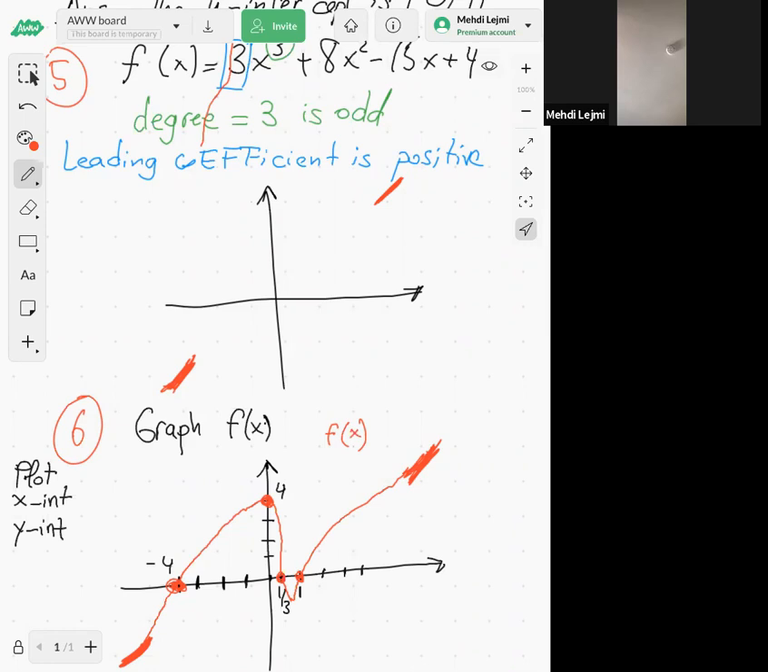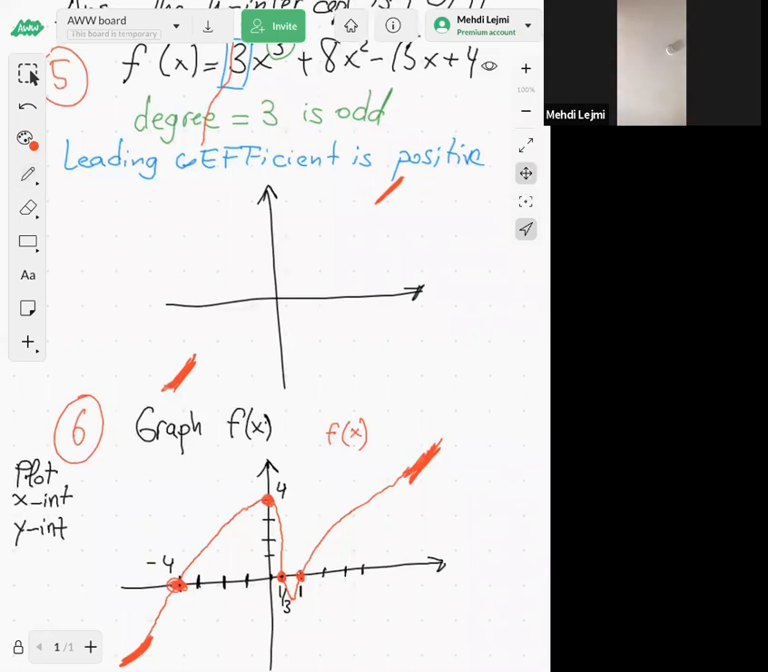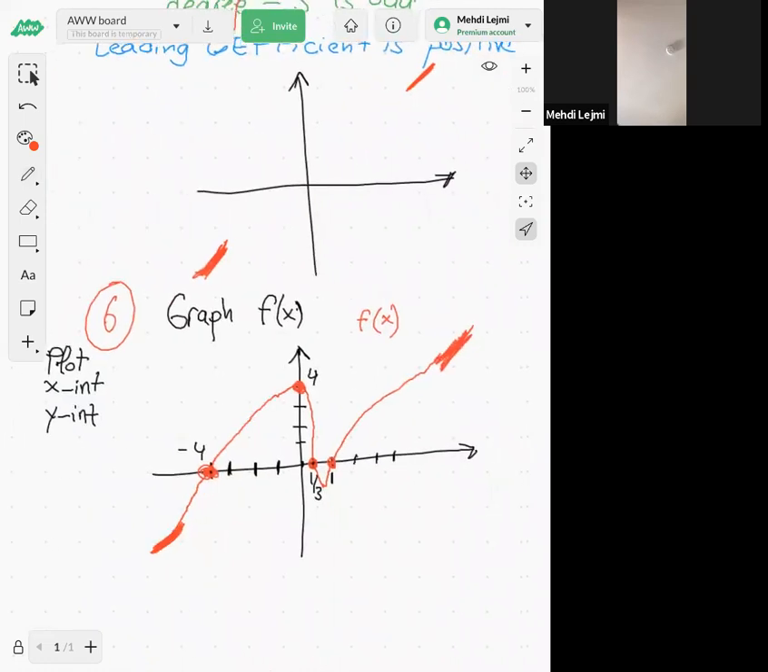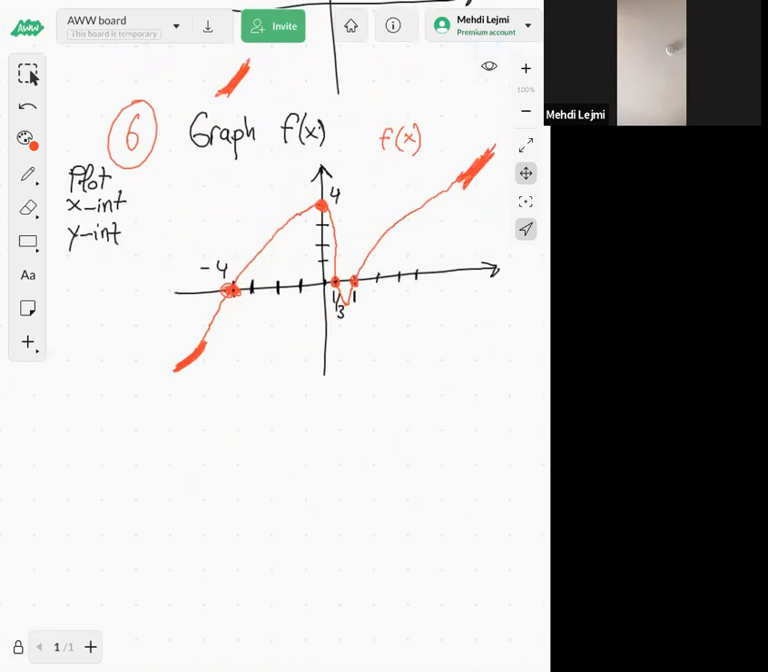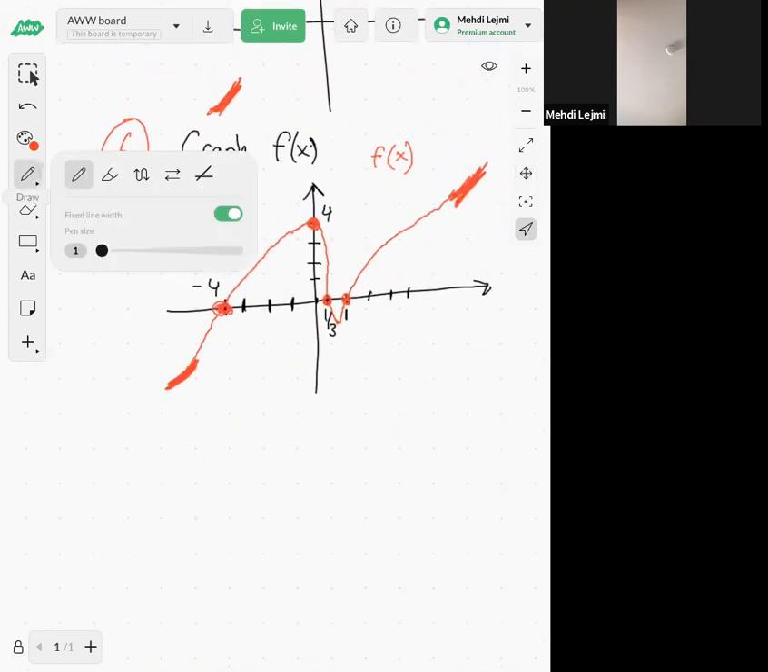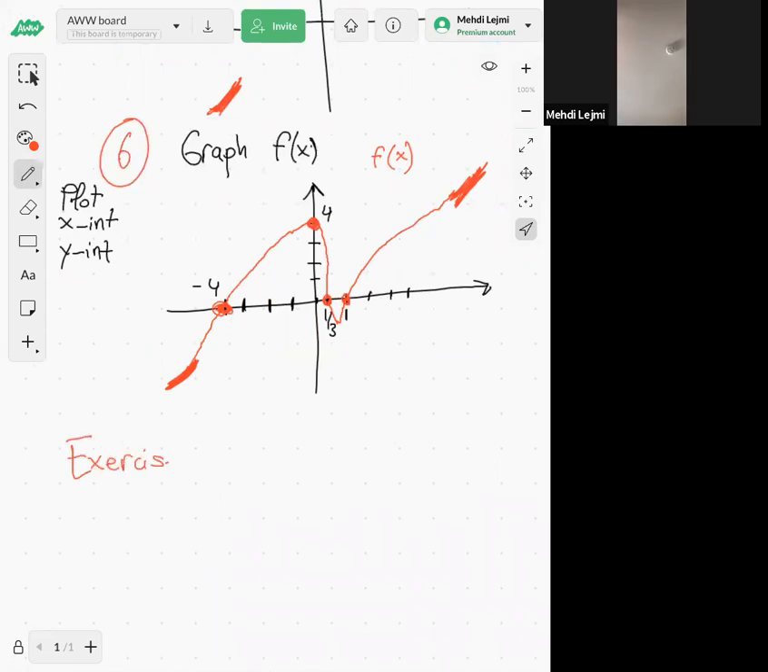So this is similar to problems 5 and 6 in the homework, right? So here's an exercise, a similar exercise. All right, okay, I'm going to give you a similar problem so we can practice a little bit.